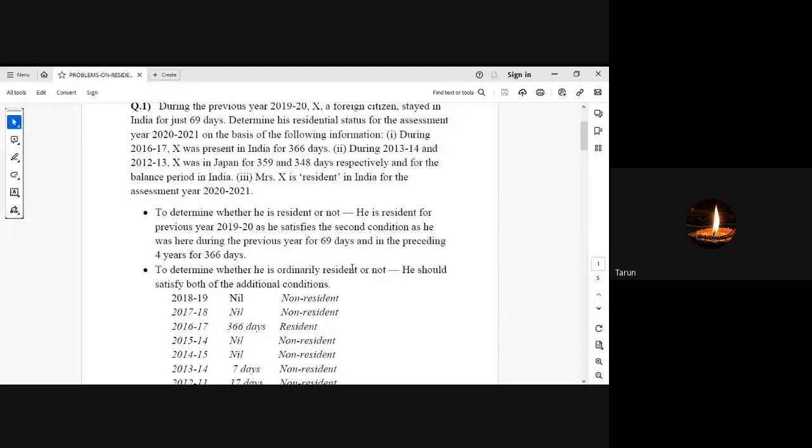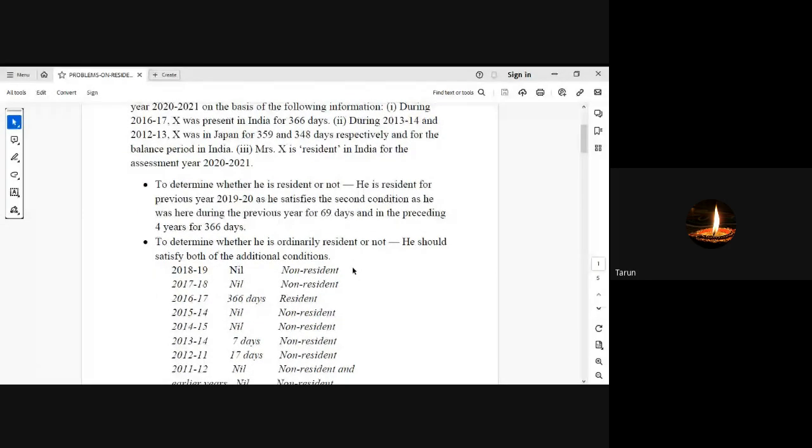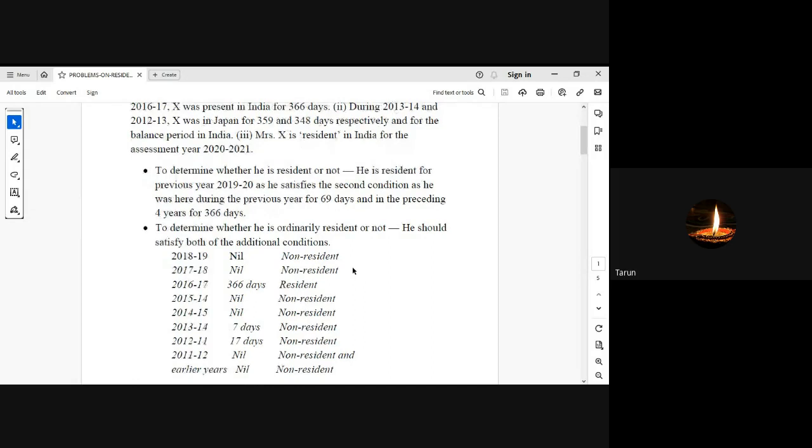For 2016-17, X was present in India for 366 days. So this basic condition is satisfied, and he becomes a resident. How does he become a resident? X has spent 60 days plus 365 days, more than 365 days. He is a resident in the year 2016-17. Right? For 2015-16, no information has been given. For 2014-15, no information has been given.